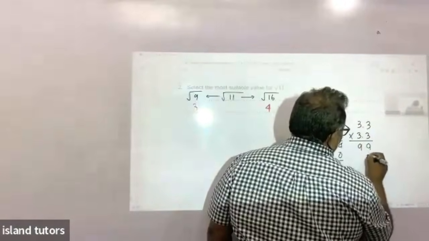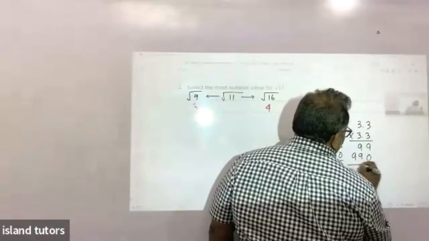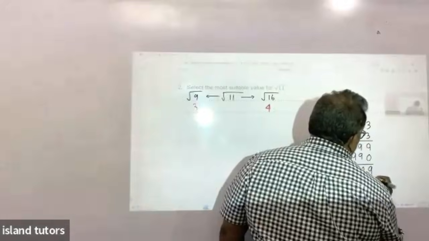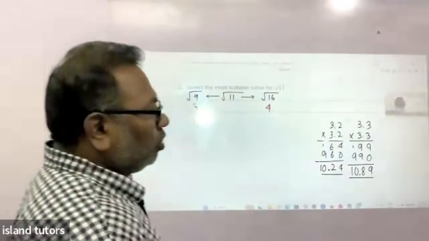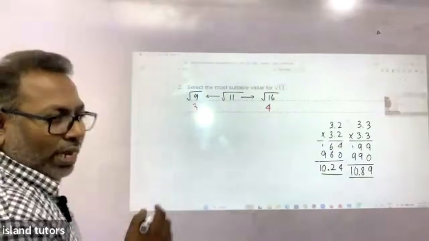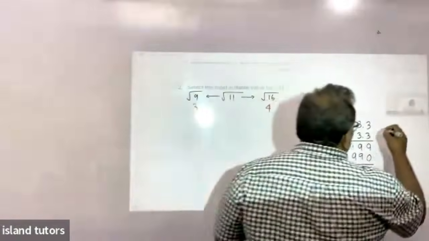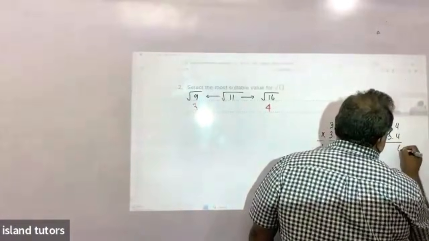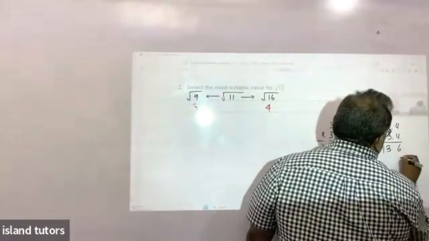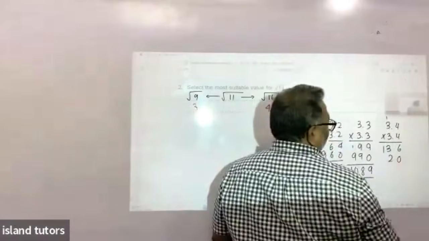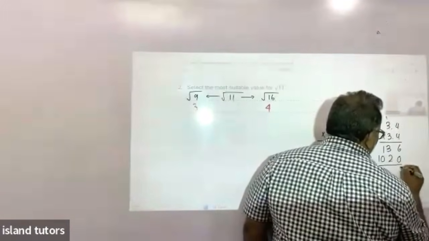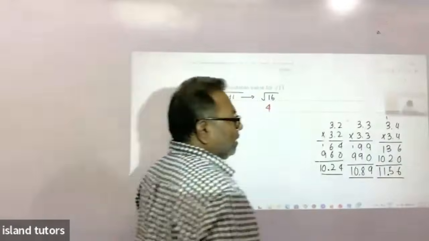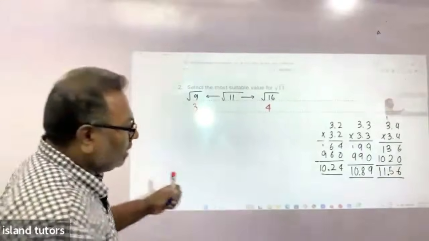3.3 into 3.3 gives 10.89. Again, I'm getting close to that. So I'll have to check 3.4 also. 3.4 into 3.4 is 11.56. So I have to see what is the difference.